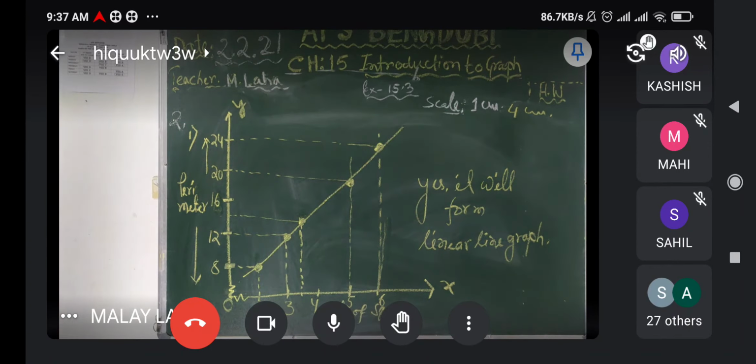Complete it. So that means the sides and perimeter of a square follow the linear line graph. Find out. Complete it.